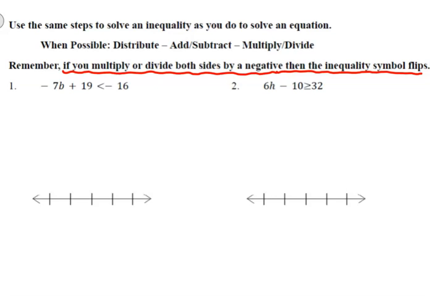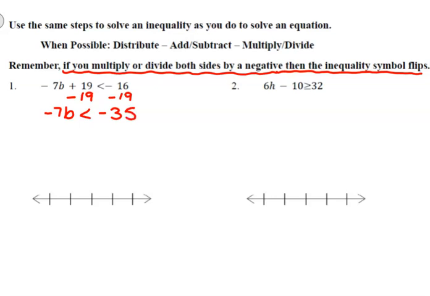So when I look at number 1, no parentheses, so no distributing. So now I'm going to go opposite operations. I have a plus 19. I need to subtract 19. So negative 16 minus 19, watch your signs there, is negative 35.